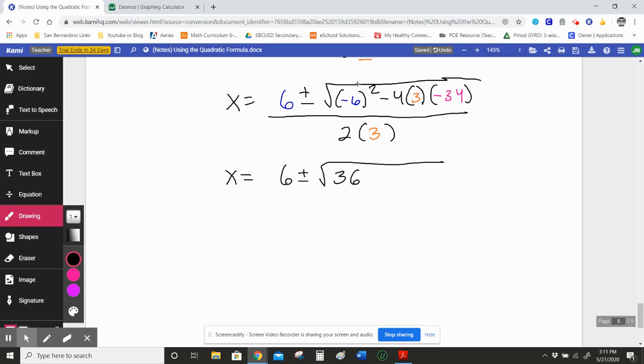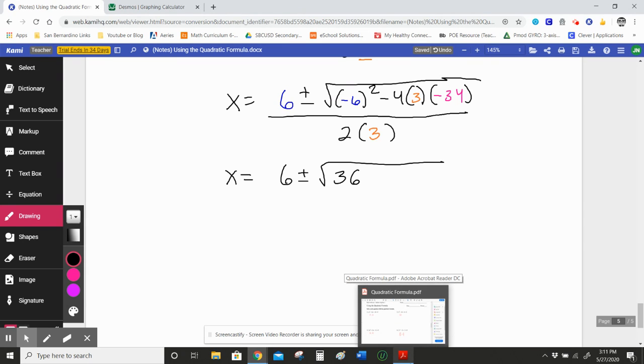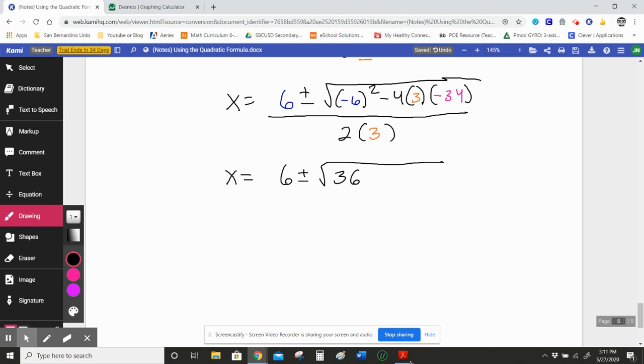Minus 4 times 3 times 34. I'm going to have to use a calculator for that. So 4 times 3 is 12, so it's 12 times 34. And if we multiply 12 times 34, I get 408. Positive. Notice that it's positive because the negative and the negative cancel out.